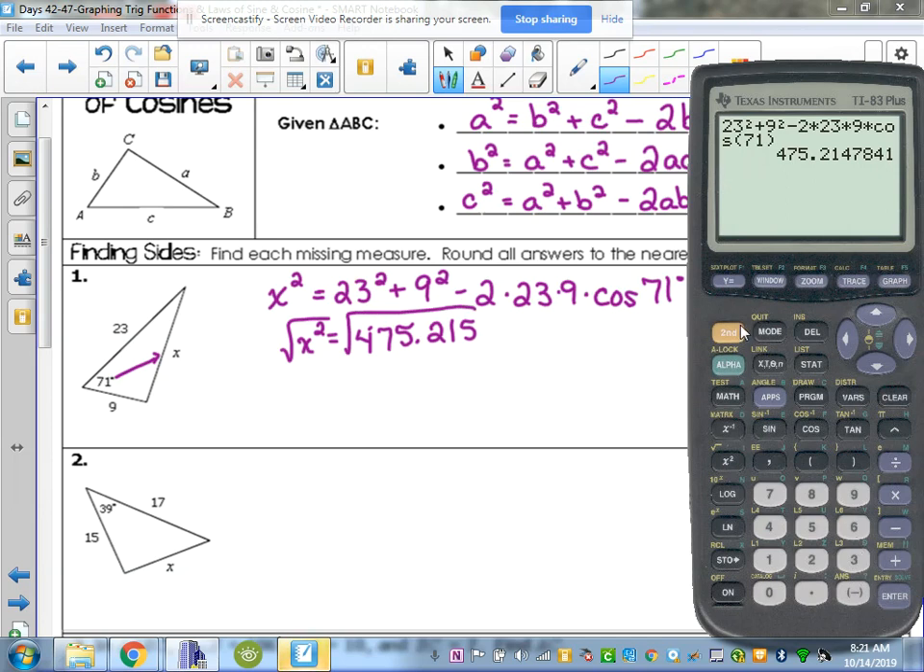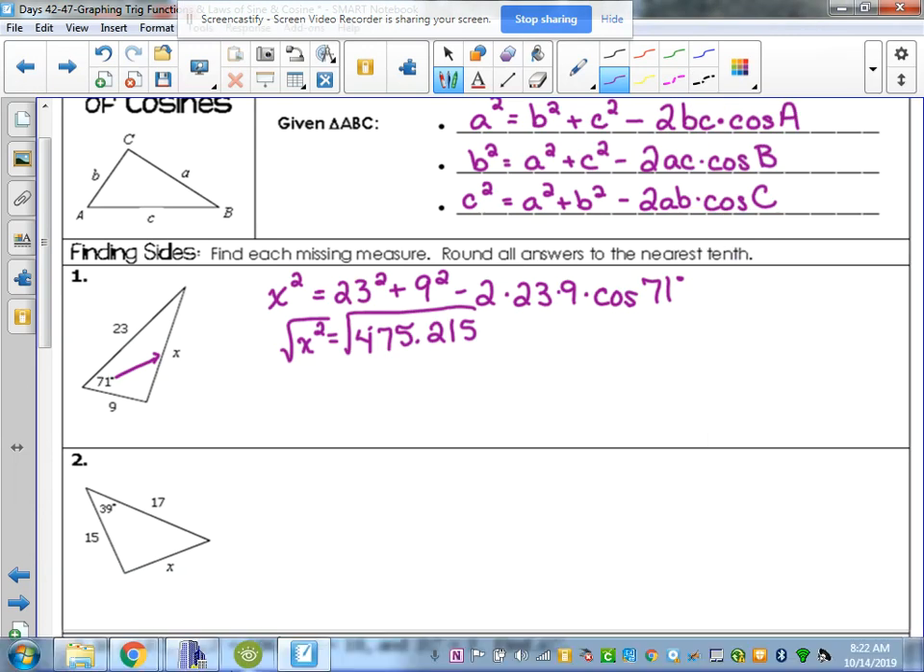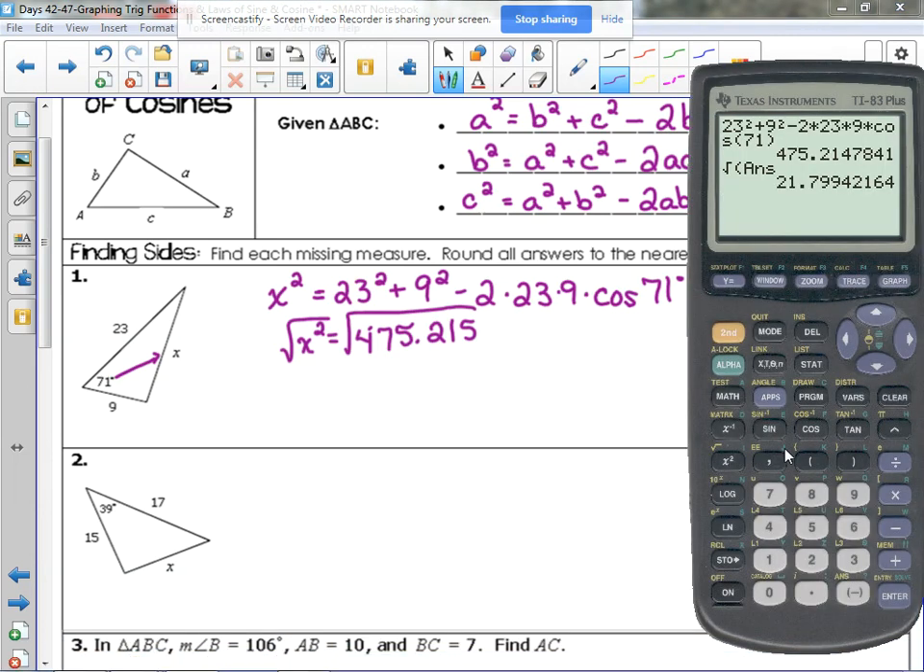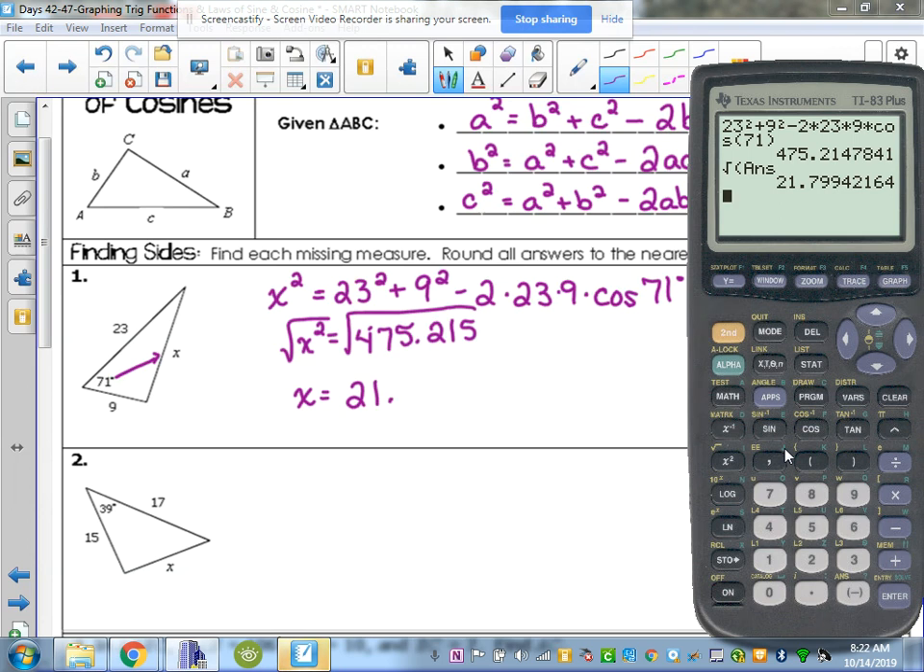Okay, so we have one more step. We do need to square root that number. And we are going to round to the nearest tenth. So we'll go with 21.8. They didn't give us any units on this one, so we'll just leave it as 21.8.